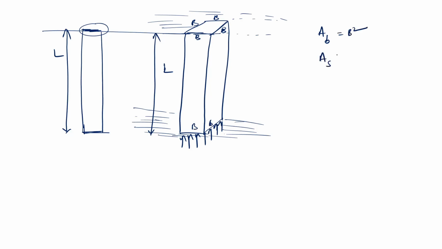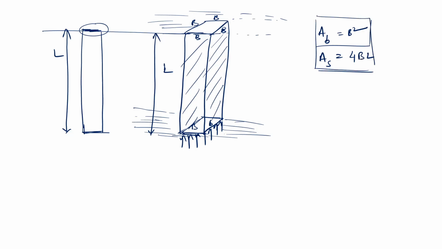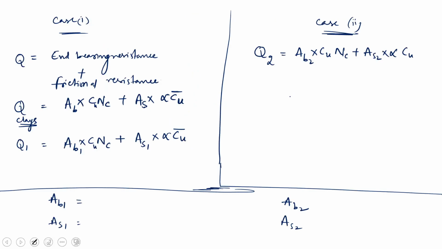What will be the surface area AS? Surface area is this, four sides. So the perimeter is 4 into B, because there are four sides, 4 into B is the perimeter. The perimeter into height is 4BL. So 4BL, that is AS, right? So now substitute these two: AB equal to B square, AS equal to 4BL.